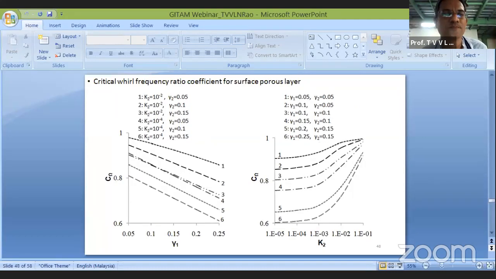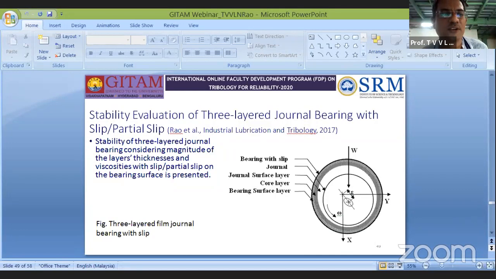Right, so the last paper is about the stability evaluation of the three-layered bearing with partial slip. We have in fact extended these works to the partial slip texture as well. It is again altogether about introducing another parameter, the partial slip texture. By incorporating these different parameters, we could see how each of them influences the performance characteristics, load capacity, as well as the stability of the bearing configuration. So this was the objective of this particular paper.